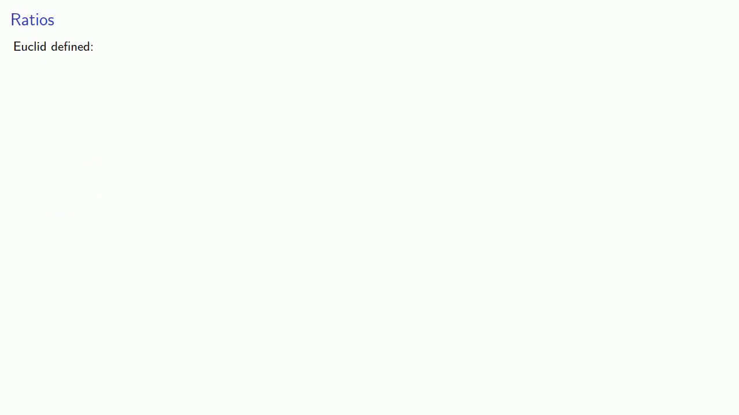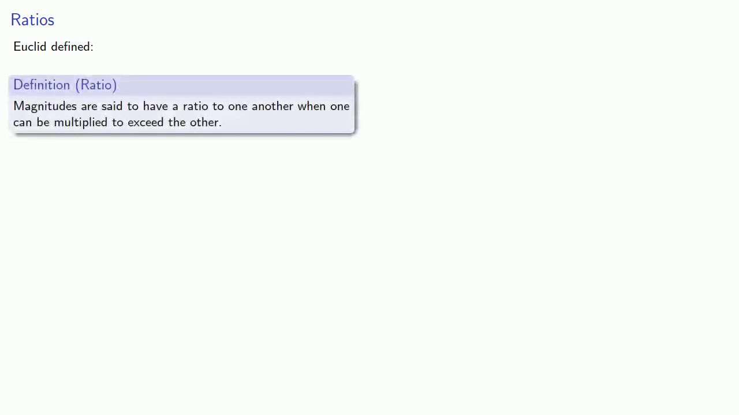So Euclid defines a ratio. Magnitudes are said to have a ratio to one another when one can be multiplied to exceed the other. And by this, Euclid meant that some collection of one magnitude exceeded the other.